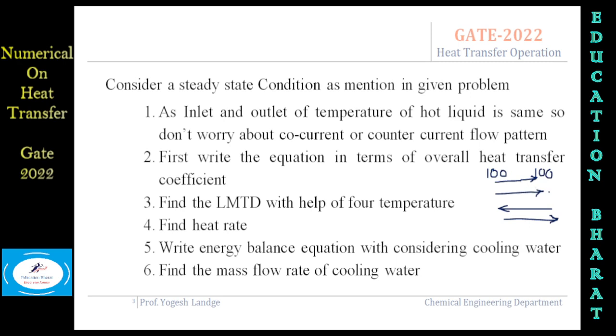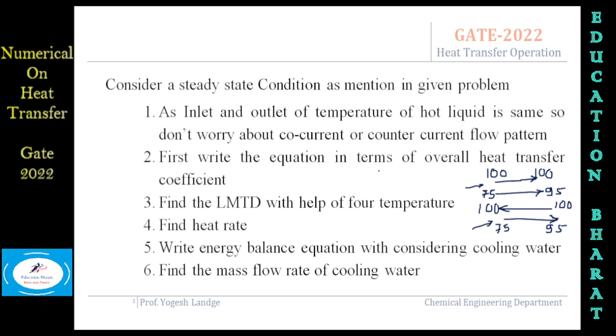and the outlet is also 100, and the cold water is 75 here and 95 here. So either you take this side or that side, it doesn't matter whether it is co-current or counter current. Even here, this is 100 and this is 100 for the hot liquid, and for the cold liquid this is 75 and this is 95. Either you consider this condition or that condition, it doesn't matter.